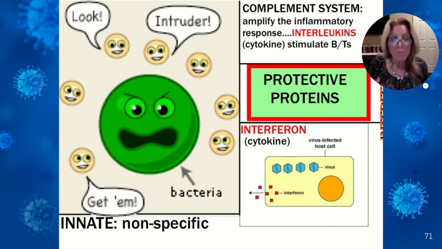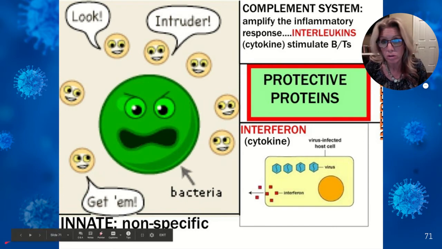So if you're trying to decrease the inflammatory response, then you would want something that would block those interleukins. So interleukin antagonists, which means against, may help prevent organ rejection, autoimmune diseases, and certain allergies.